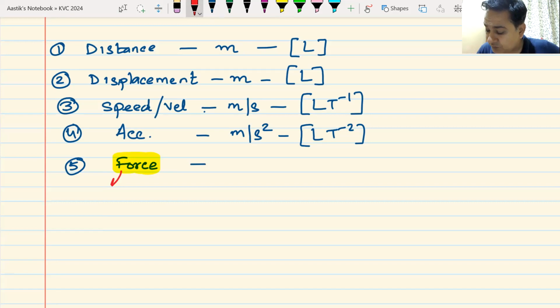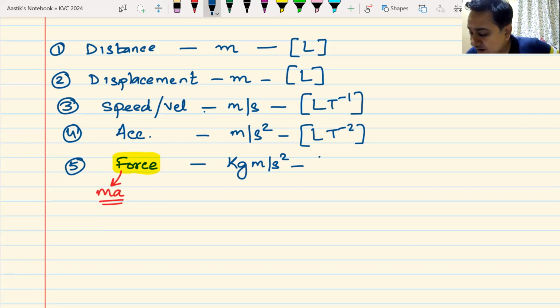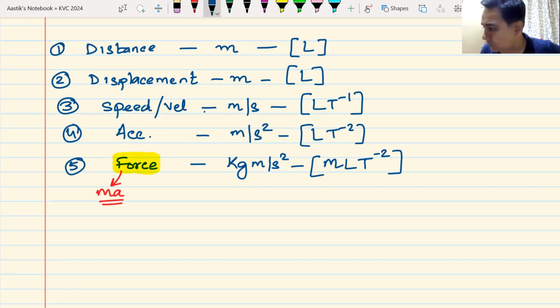If you remember, force is mass into acceleration. Do we remember this? So you multiply acceleration with mass. Acceleration is meter per second square. Mass is kg. So it becomes kg meter per second square. The dimension now becomes, the first time M comes into the picture, M L T minus 2. Are you there with me, everyone?